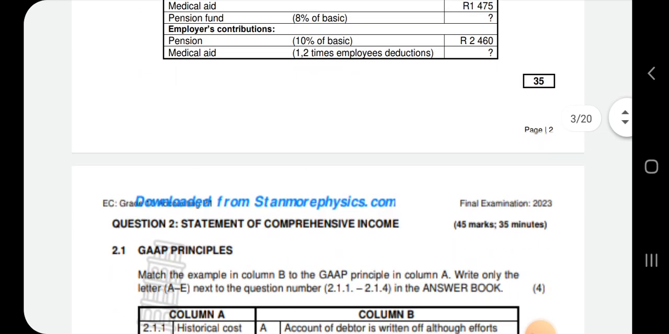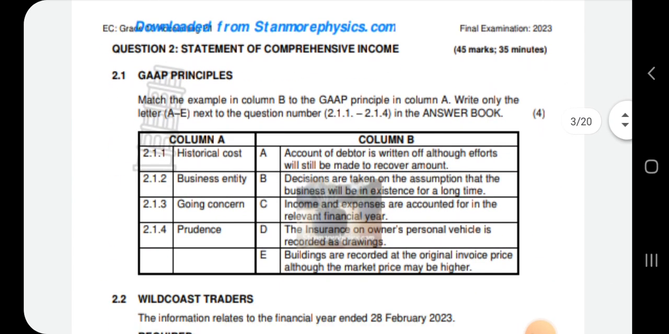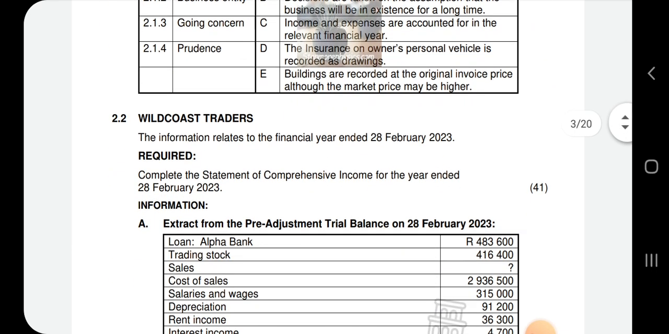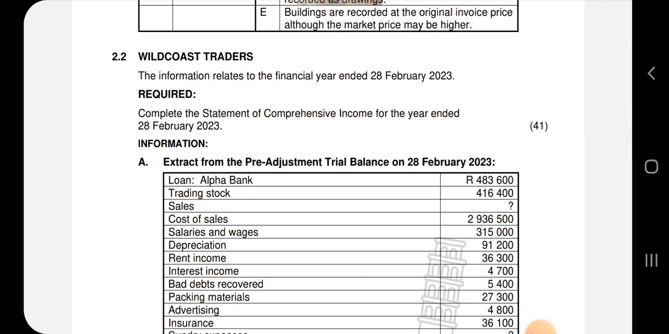I'm just showing you the rest of the question paper like this. Question 2 is statement of comprehensive income. So we have GAAP principles. I hope you know them. And we have Wild Code Traders. In grade 10, we only do financial statements for sole traders.